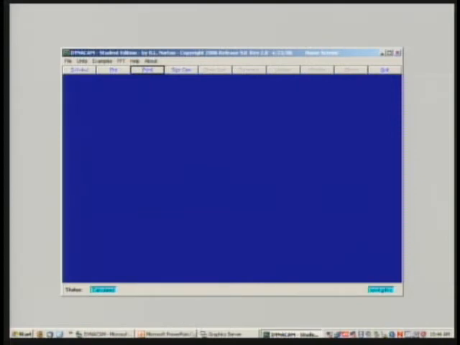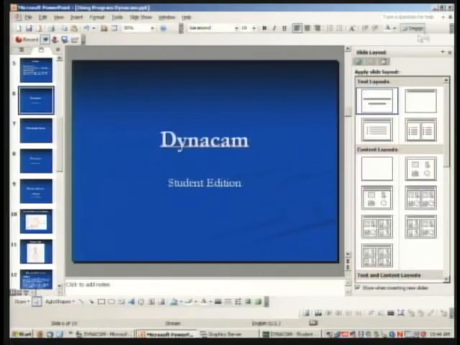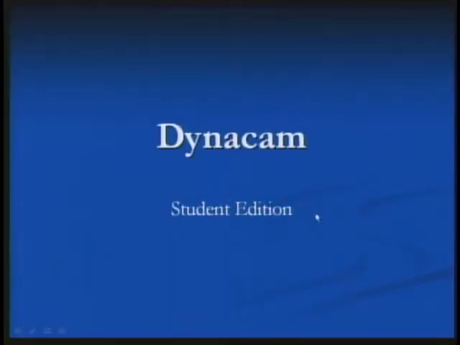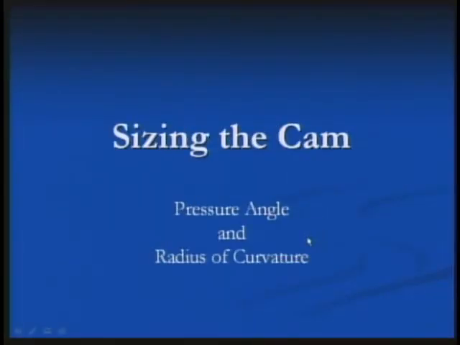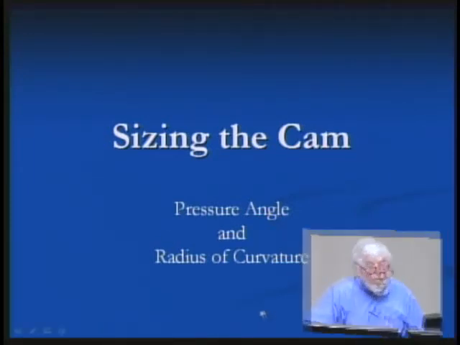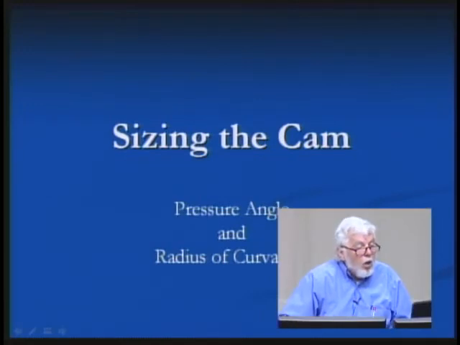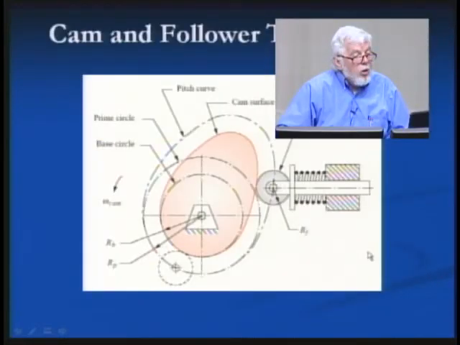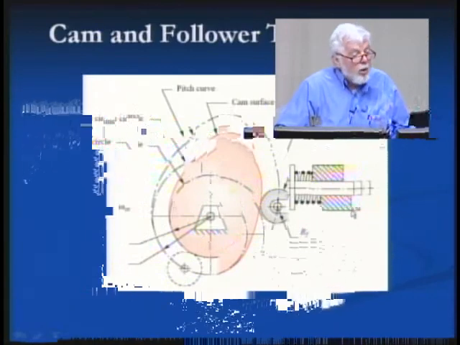Now, I'm going to take us back to the PowerPoint for a second and set up the discussion of the cam sizing. We now have presumably an acceptable collection of SVAJ diagrams that we're happy with. Now we want to make a cam out of this. The next step is to size the cam. This involves several things which result in a determination of the pressure angle function and the radius of curvature function. So I want to describe those briefly before we go and do it in Dynacam so you'll know what I'm talking about.